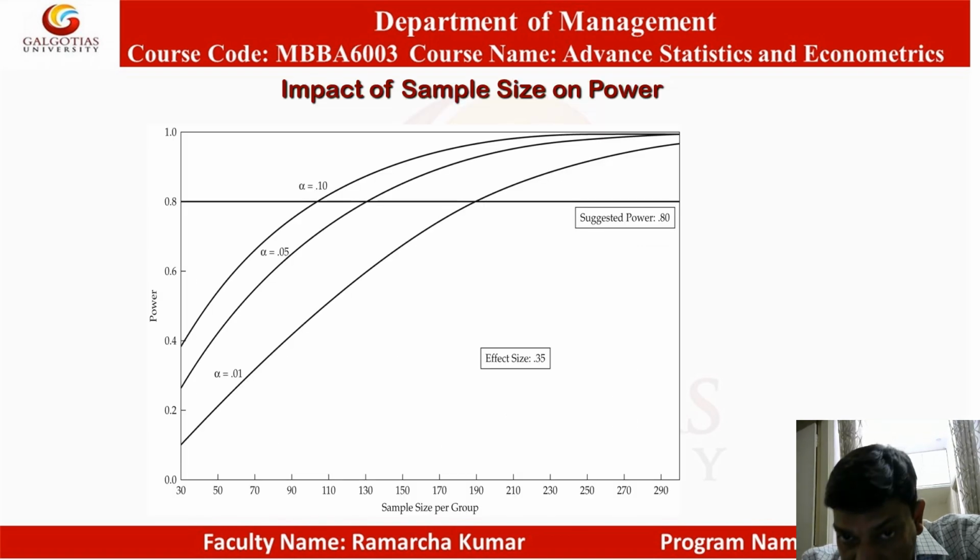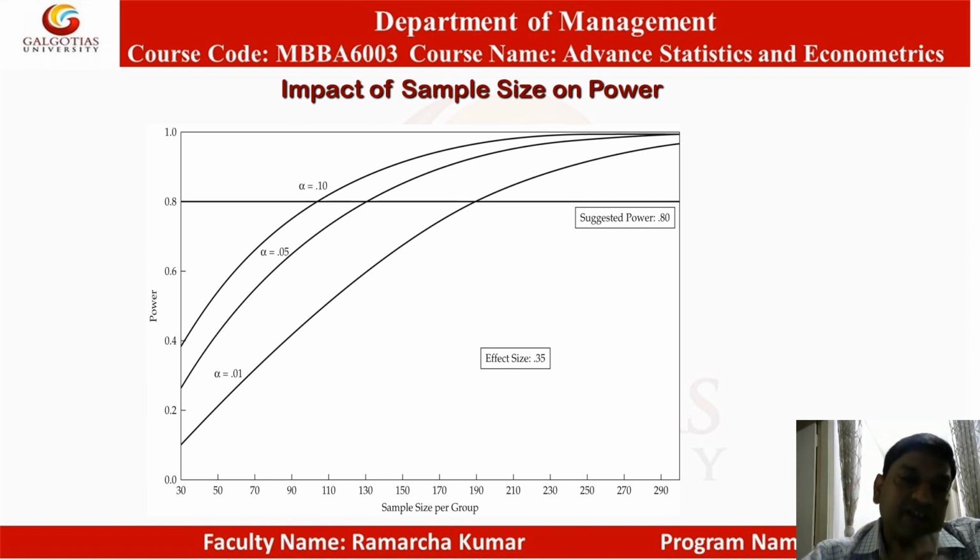So for the impact of sample size on power, we can see that effect size is 0.35, suggested power 0.80, and power is plotted on the y-axis and sample size per group is plotted on the x-axis. As sample size increases, power increases. But if you decrease alpha from 0.10, that is 10%, to 5%, alpha is 0.05, then the power decreases. Similarly, if you decrease it to 1%, alpha is set at 0.01, it decreases further. So we can say that power depends on the sample size. As sample size increases, power increases. As alpha decreases, power also decreases. If you increase alpha, then the power will also increase.